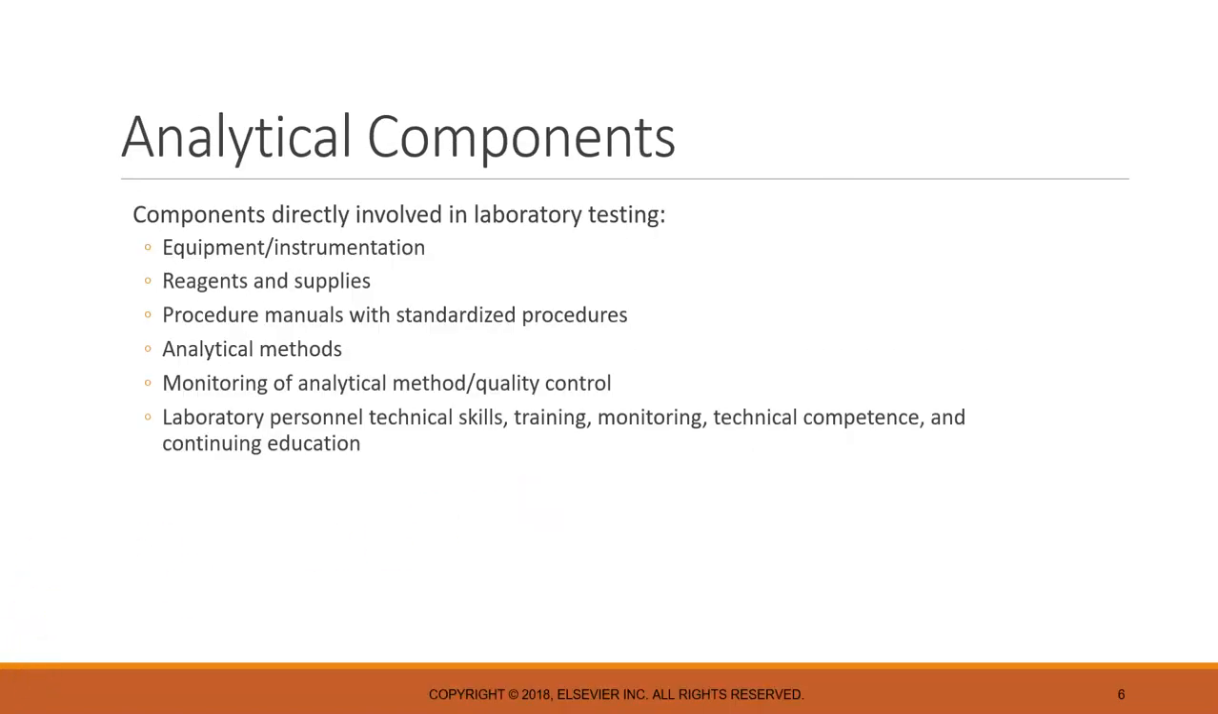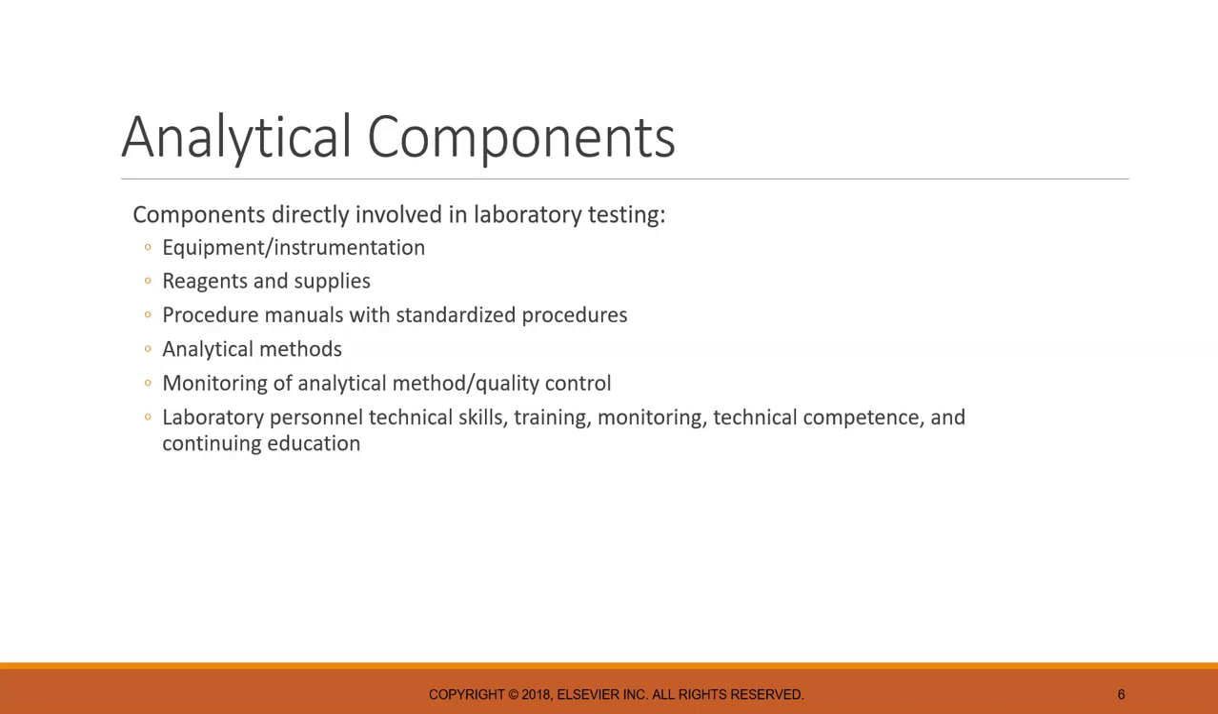The analytical components are the second phase of laboratory testing, and these are the components directly involved in laboratory testing. So you're going to have some type of equipment, some type of instrumentation that will actually analyze or process the sample. You have to have reagents and supplies, and you have to make sure that they're always in date. We cannot use expired materials. The procedure manuals with standardized procedures must be reviewed, especially if you're new, and never be afraid to go back and look at the procedure manual if you're unsure of a step to follow.